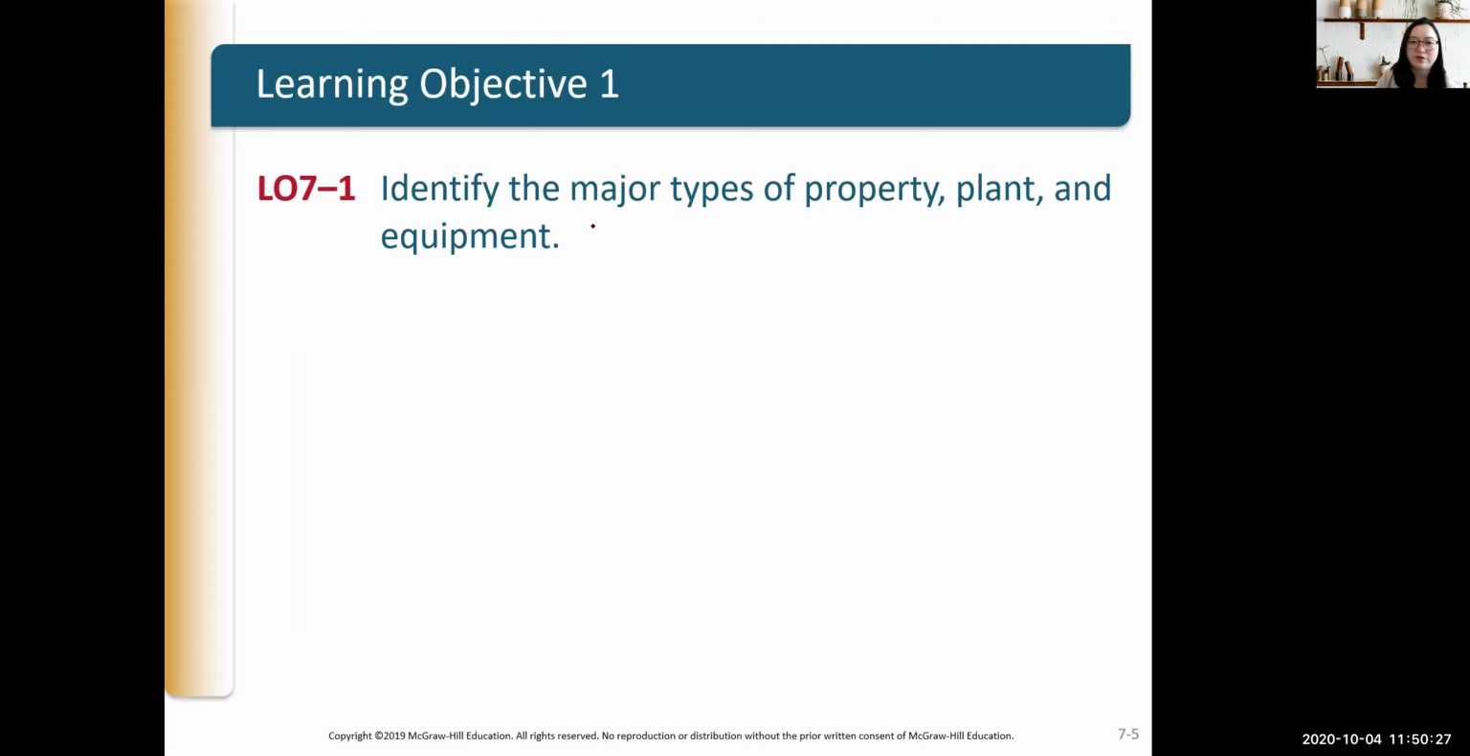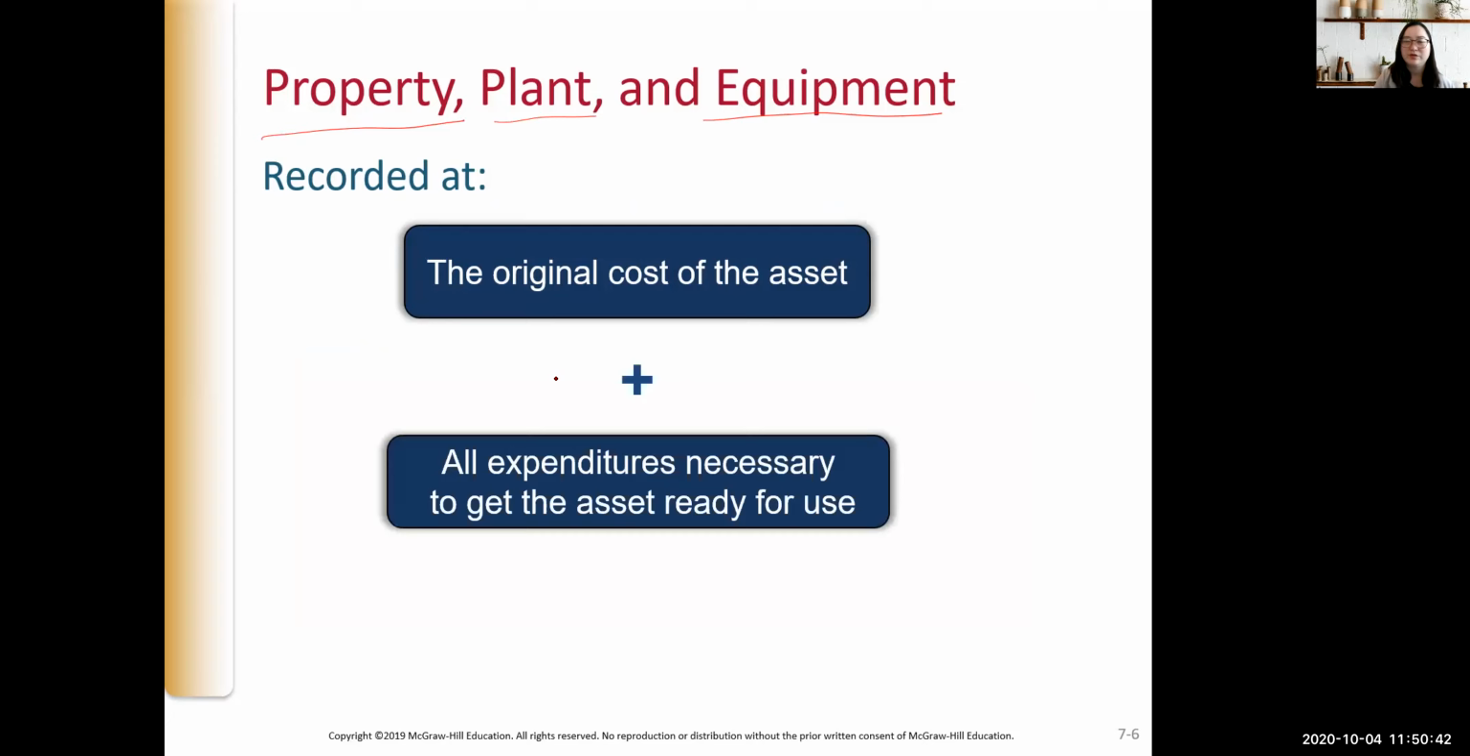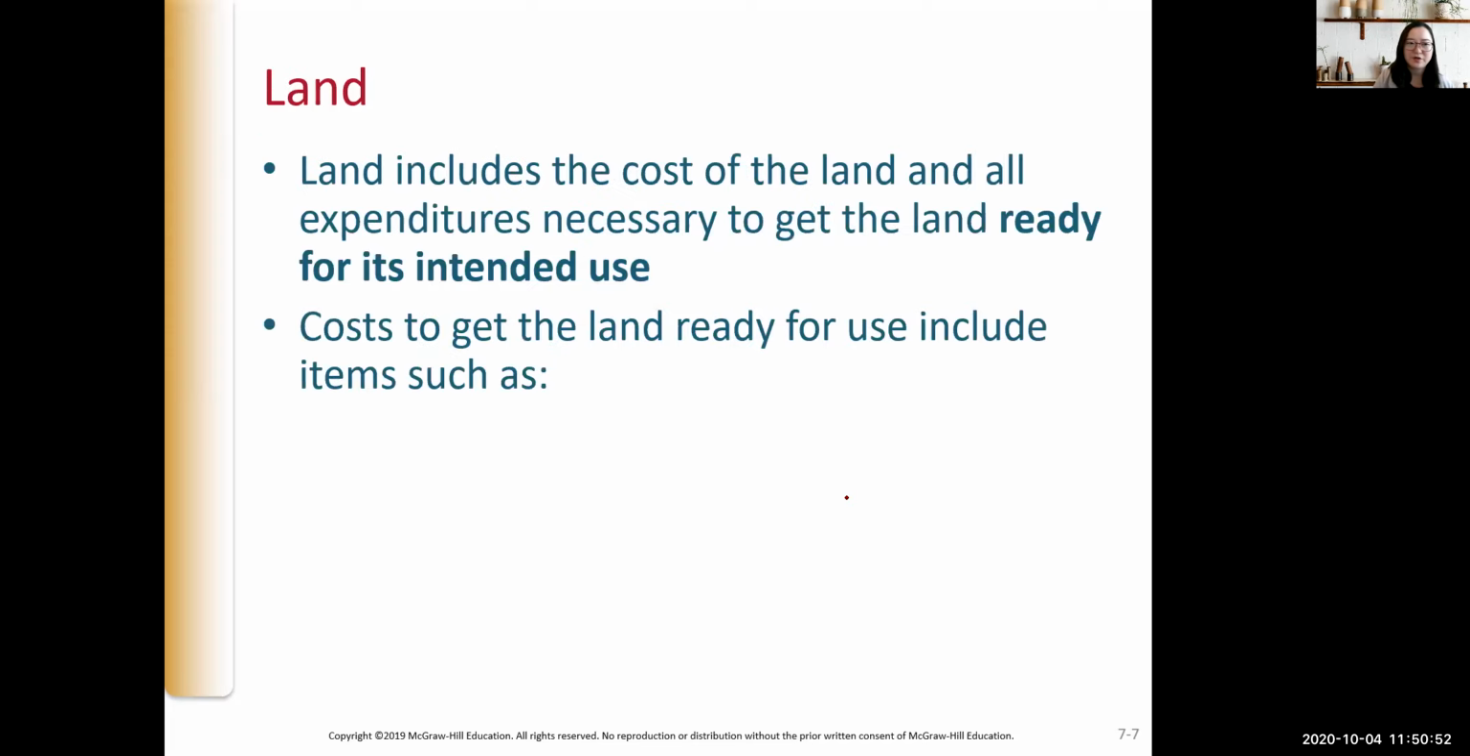For acquisition, we first need to identify the major types of property, plant, and equipment, which is a tangible asset. The way we record the cost on the books of property, plant, or equipment is there's one golden rule. The golden rule is the original cost that you pay plus all the expenditures necessary to get that asset ready for use. Okay, so specifically, if you bought land, include all the cost of land and all the expenditures necessary to get the land ready for intended use.